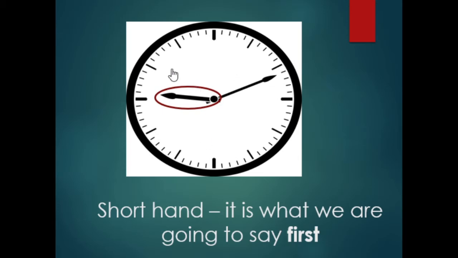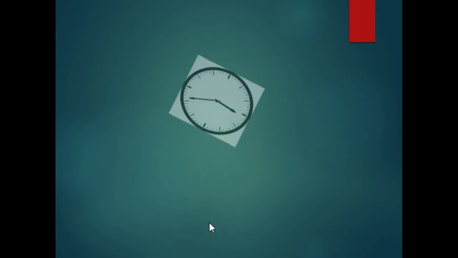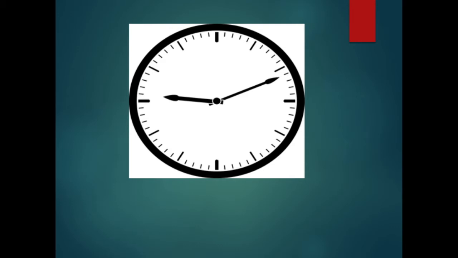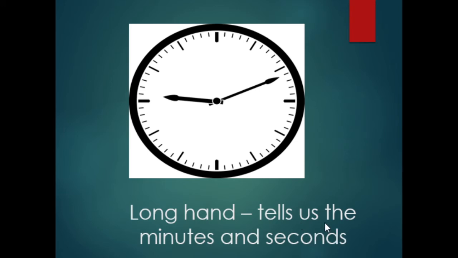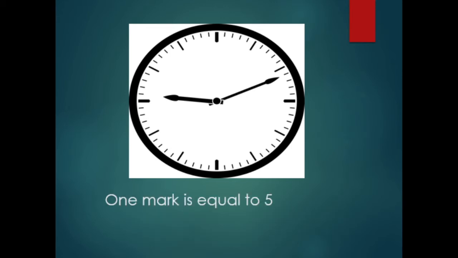So in here, it's 9. So when we say the time, we should say the shorthand first, which is 9. And the second thing is, once you have said the shorthand, now you look at the longhand. This is the longhand. The longhand tells us the minutes and seconds. Again, minutes and seconds.